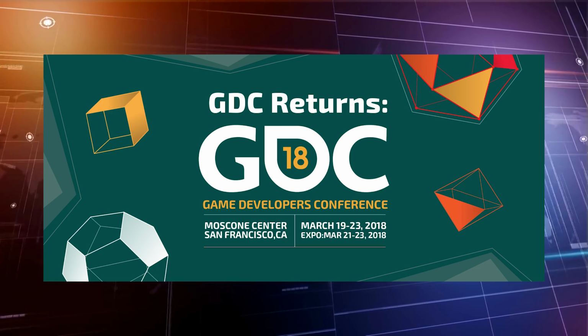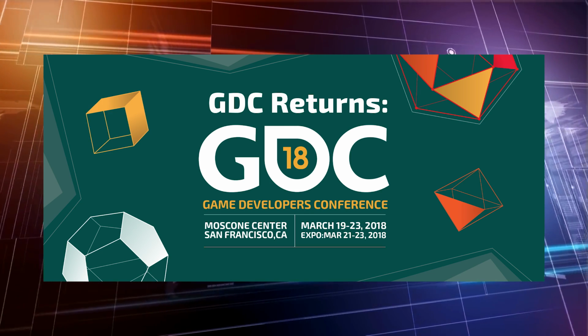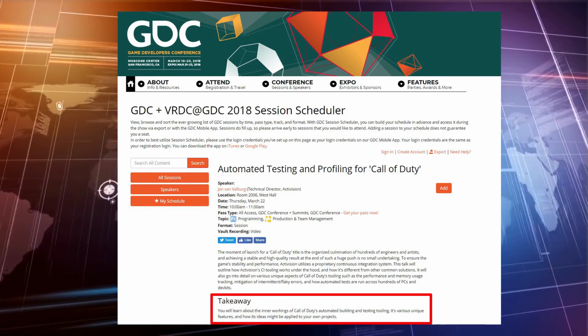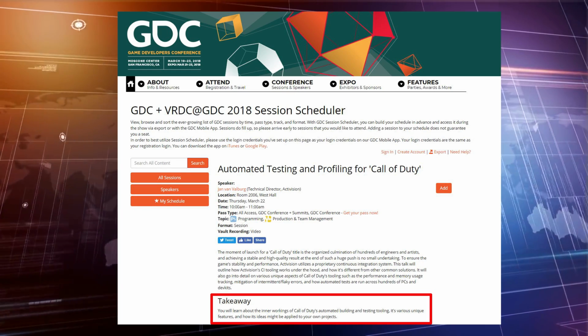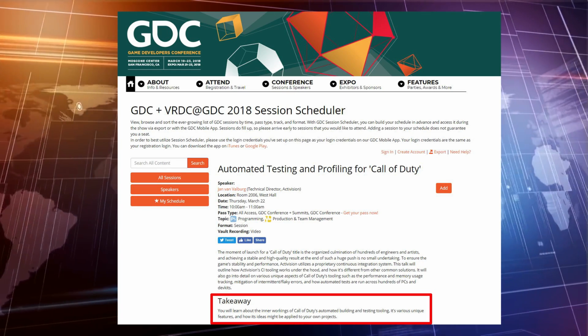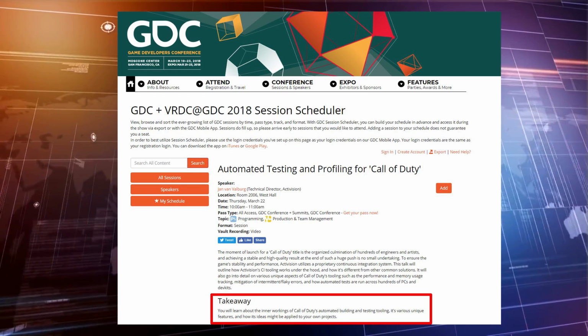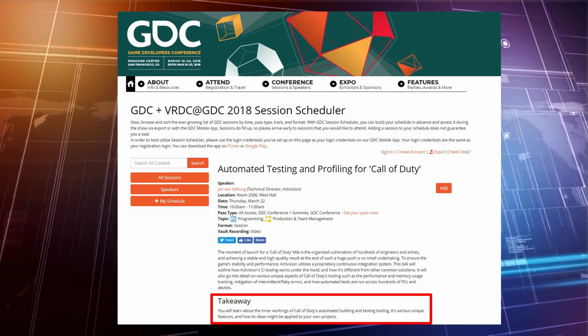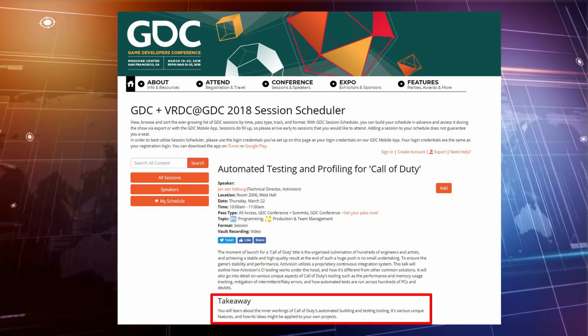through the 23rd, and there were a lot of speakers there talking about inside company information from all the game developers. One of the technical directors at Activision held a session where they talked about automated testing and profiling for Call of Duty. They showed all the inner workings of Call of Duty's automated building and testing tools.